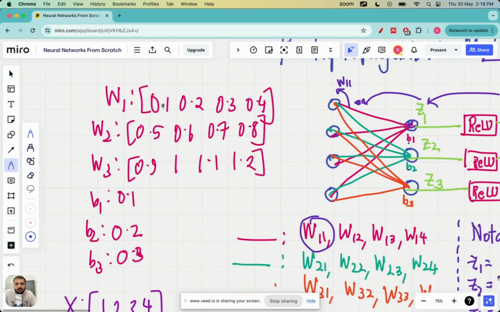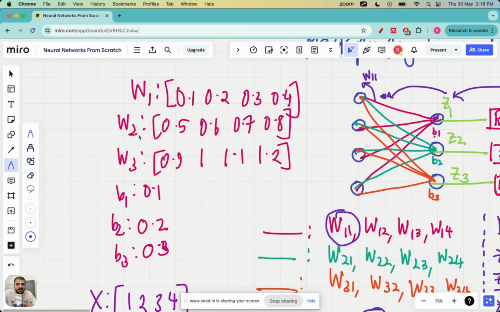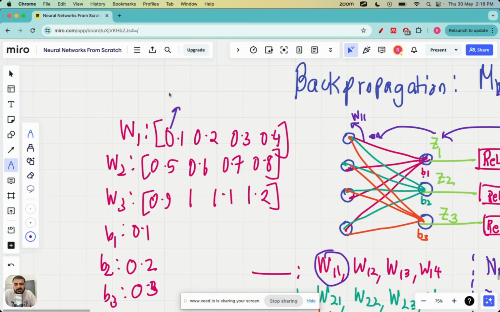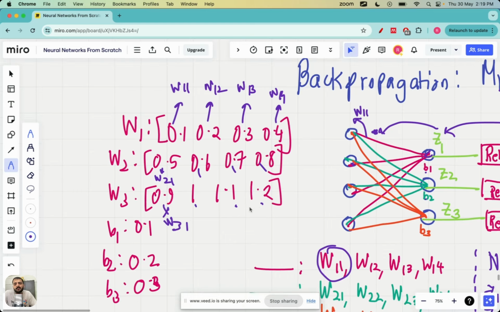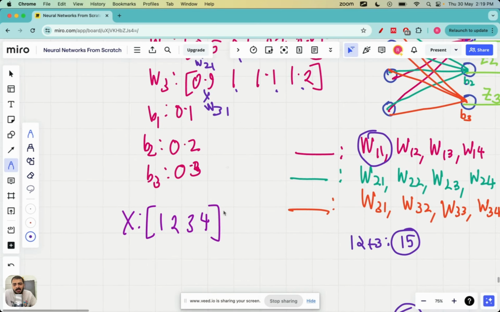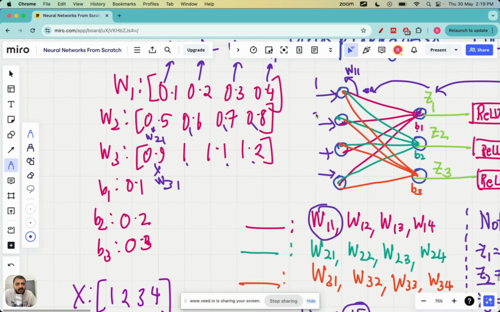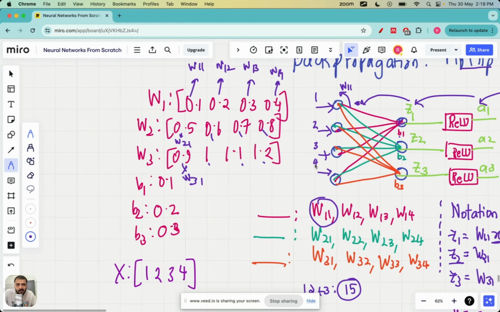I'm going to use W1 as 0.1, 0.2, 0.3, 0.4. W2, which is the second weight matrix. So this is the first weight matrix. So this is W11, this is W12, this is W13, and this is W14. Similarly, this is W21, W22, W23, W24, and this is W31, W32, W33, and W34. And this is my B1, B2, B3, which are the biases of the three neurons. And my inputs, which are feeding here, x1, x2, x3, and x4, they are fixed. So they are 1, 2, 3, and 4. These are the values which I'm starting with.